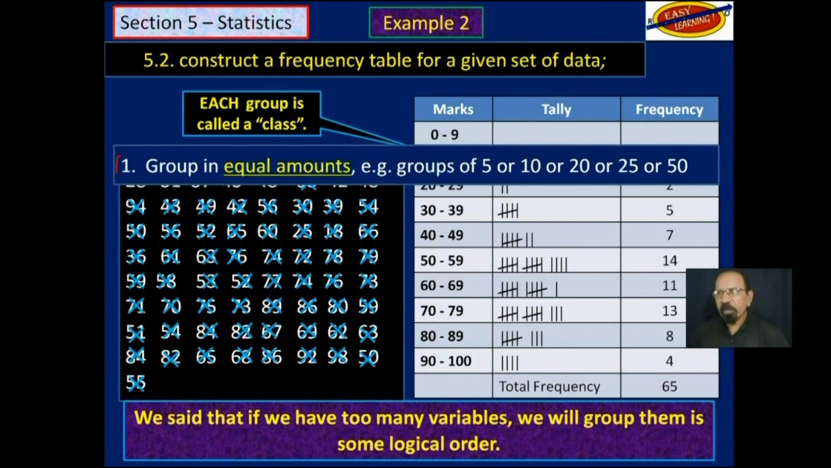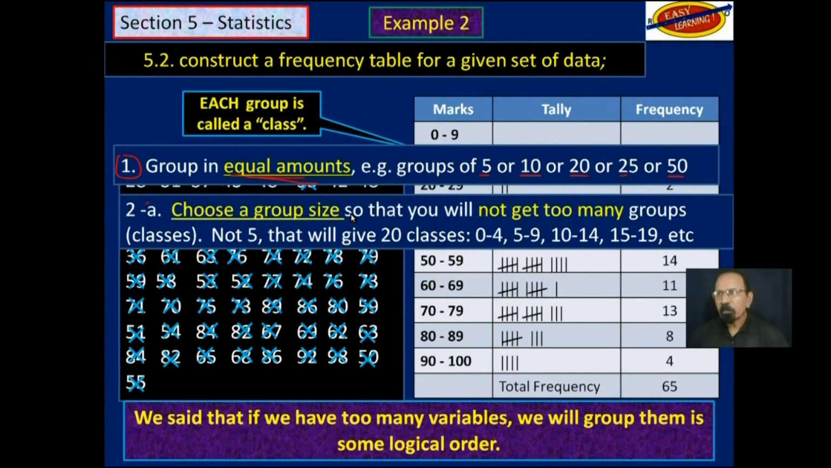The first thing about grouping is you have to group them in equal amounts. Either groups of 5 or groups of 10 or groups of 20, 25, 50, 100, 1,000, depending on how large. But each group must have equal number of variables.